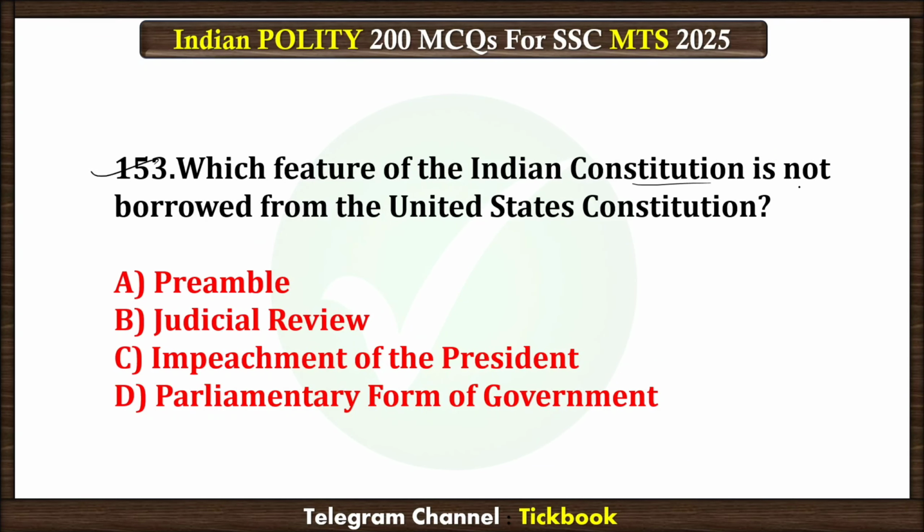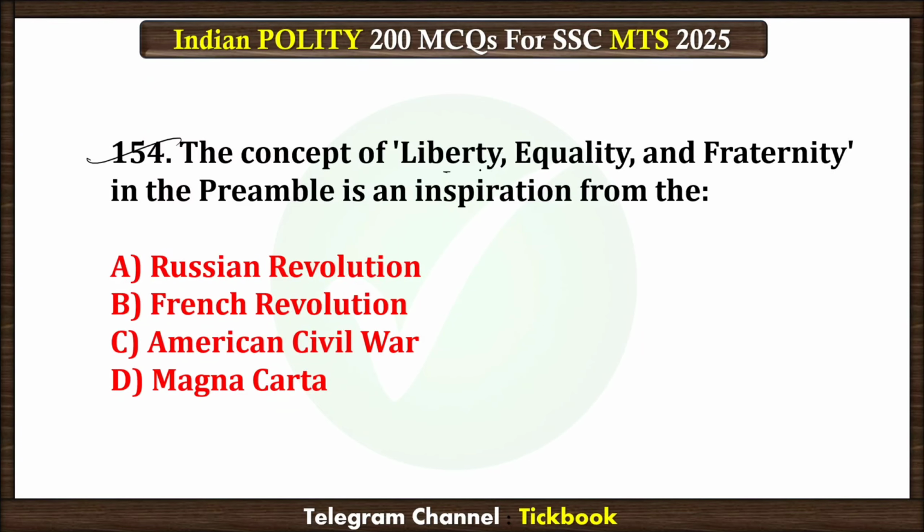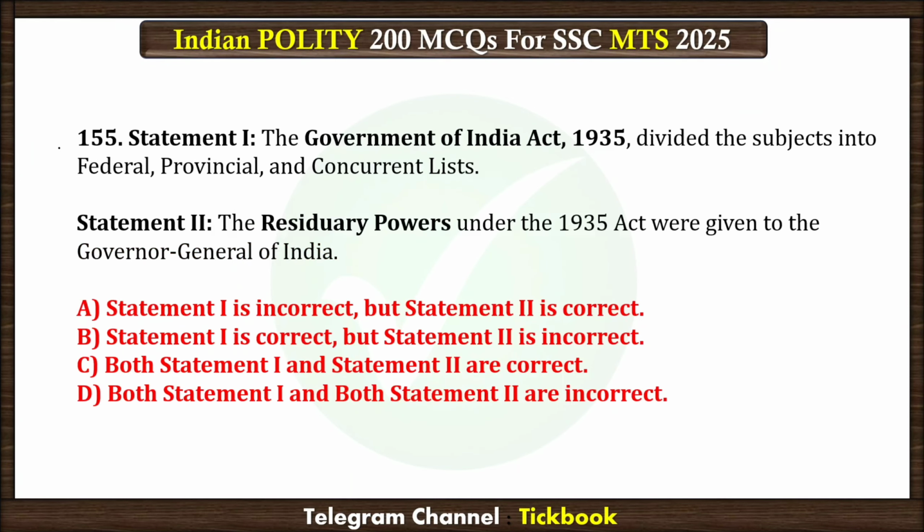153. Which feature of the Indian Constitution is not borrowed from the United States Constitution? Option number D, parliamentary form of government. 154. The concept of liberty, equality and fraternity in the preamble is an inspiration from the number B, French Revolution. 155. Statement 1. The Government of India Act 1935 divided the subjects into federal, provincial and concurrent lists. Statement 2. The residuary powers under the 1935 Act were given to the Governor General of India. Option number C, both statements 1 and 2 are correct.